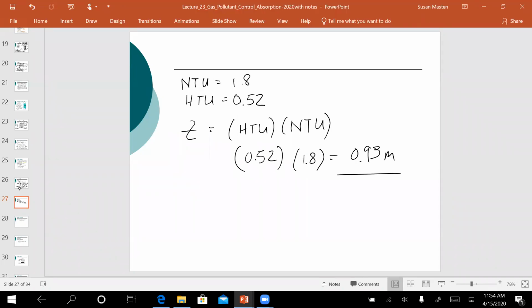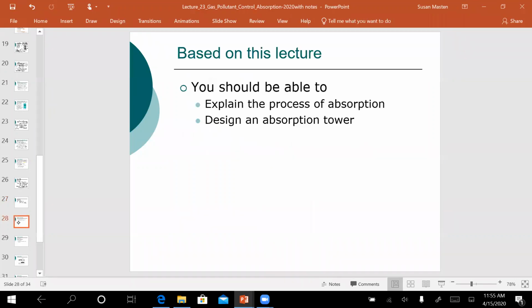I'm just showing you that it's relatively easy to remove a sufficient amount of CO2 from this aqueous stream in order to produce a water that could be efficiently softened using chemical softening. So we will end there. If there's any questions on absorption, let me know. Otherwise, we will move on to adsorption.